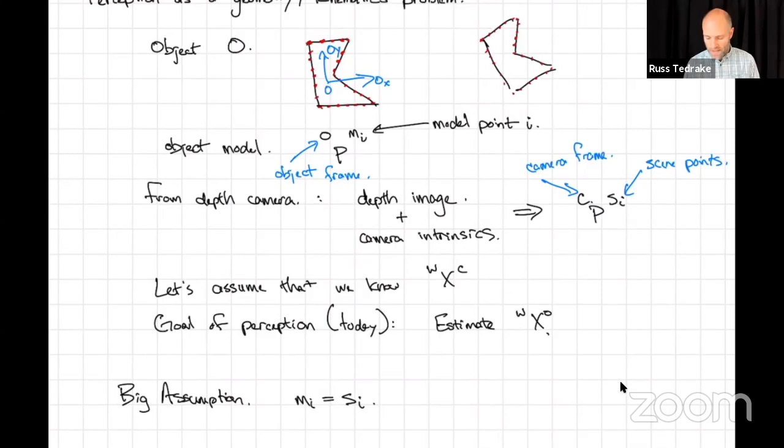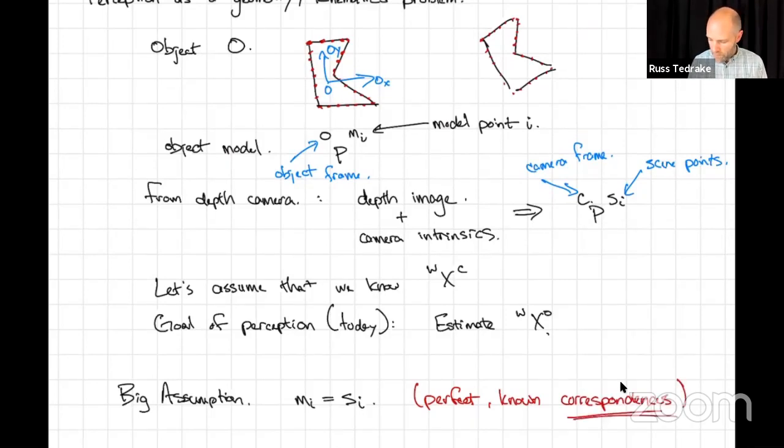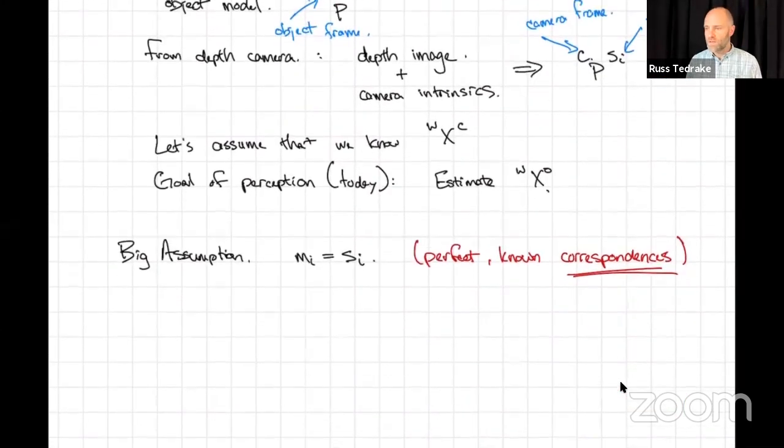And even more, I'm saying that I actually know which point corresponds with which other point. So the ith scene point corresponds to the ith model point, as if somebody has gone through the returned image and labeled which pixel is which. Perfect, known correspondences. Huge assumption, terrible assumption, only useful to get us started. Some people might argue that the correspondence problem is the essence of computer vision, so I feel a little bad pushing it aside, but this is the way we go.